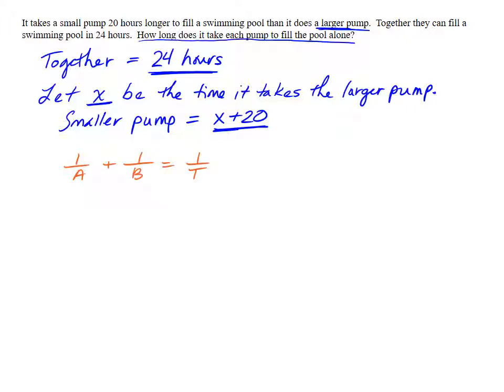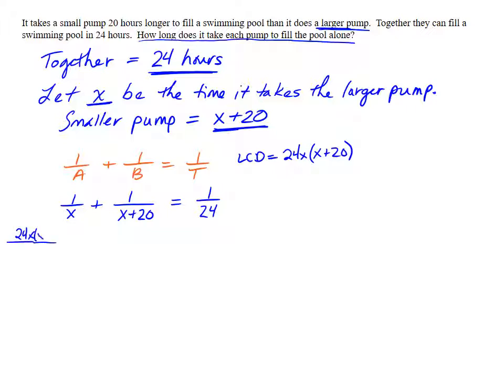What that represents, a and b are the individual times, so that would be 1 over x plus 1 over x plus 20, because I have the large pump and the small pump, equals 1 over t, where t stands for together, the together time, 24. So to actually solve this equation, I need to clear fractions using the LCD. I've got 24x times x plus 20. I'm going to multiply every term by that, and it should clear the fractions.